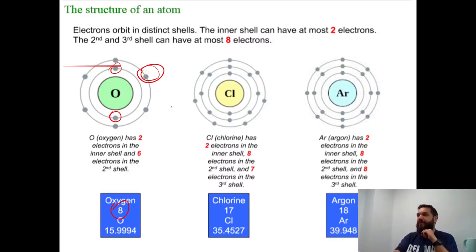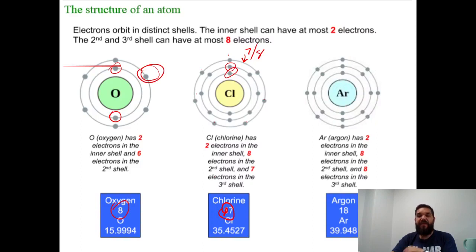So anyway, let's go on to chlorine. Chlorine is element number 17. That means it has 17 electrons in the case of a neutral atom. So 2 in the first, 8 in the second. That brings us to 10. 7 in the last one. Now this third shell, just like the second shell, can take a total of 8 electrons. So it only has 7 out of 8, right? 1, 2, 3, 4, 5, 6, 7.